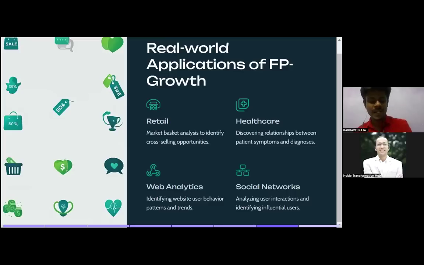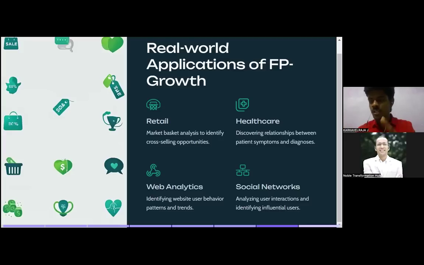Then web analytics, identify websites, user behavior patterns and trends. Okay, these are the websites they are just visiting. These are the pages that are giving more recommendations, like more visits, so that we need to recommend these kind of people to that, like those kind of web analytics that we can do by using FP growth.